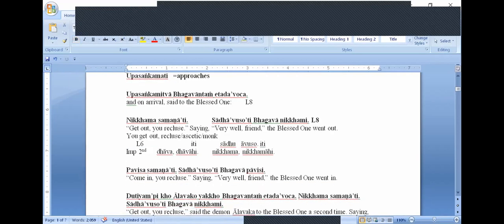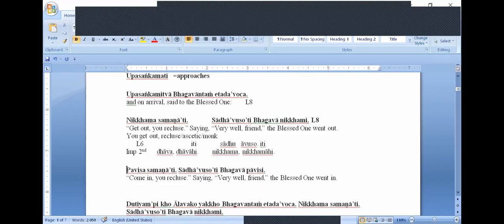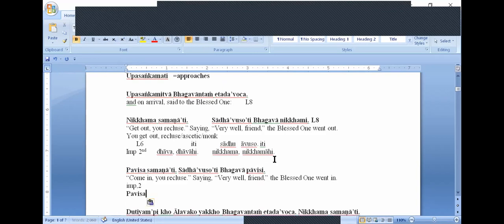Then after that, he asked him to come in again. Pavisa. All right. You notice that pavisa is also imperative, second person. So it can be pavisa or pavisa hi, like dehi. So it can be short or long, but here they choose the short one, because this is a command. That's why it is short.